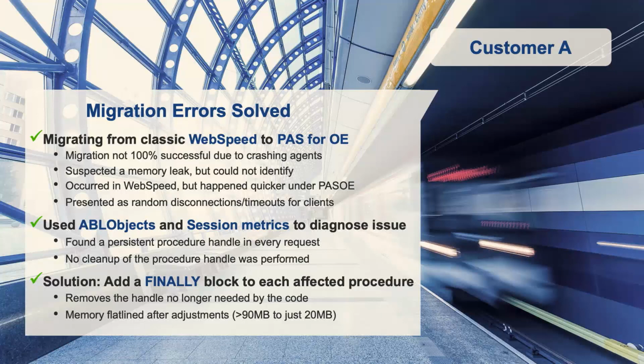So what did we do? Well, we used what's called an ABL objects report and the session metrics to diagnose the issue. We found that there was a persistent procedure handle that was being created for every single request to the system, but there was absolutely no cleanup. There was no delete object for that handle. So the solution was, we said, just add a finally block into your procedural code and make sure that this thing gets cleaned up when you're all done with it. So as soon as we changed that, we went from a PAS instance where each session was climbing steadily above 90 megabytes each to essentially flatlining at 20 megabytes.